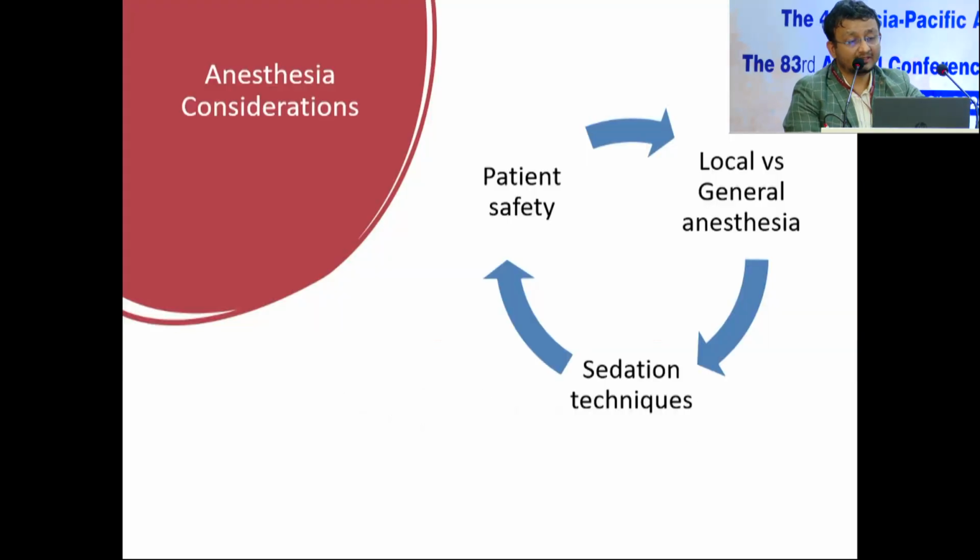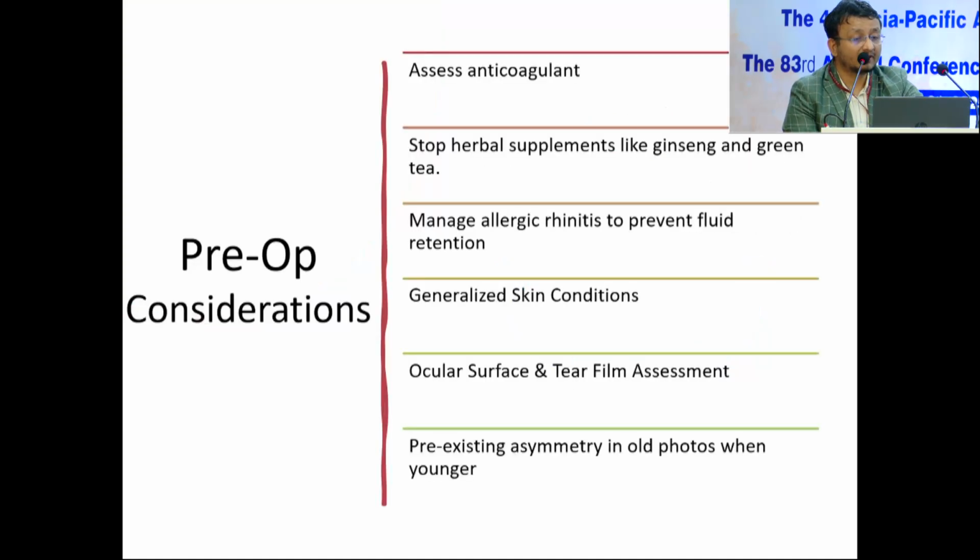You should always have anesthesia considerations, as the patient's safety becomes of utmost importance. Local versus general totally depends on the patient's comfort as well as the surgical setup. In the pre-op area, you should always assess for any anticoagulants that the patient is on. Stop them in a timely manner. Stop any herbal supplements, including ginseng and green tea.